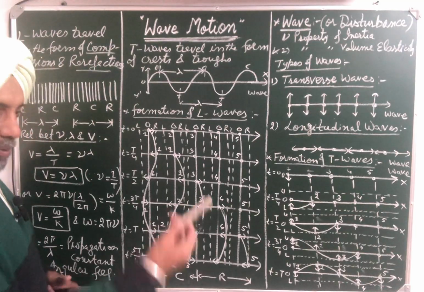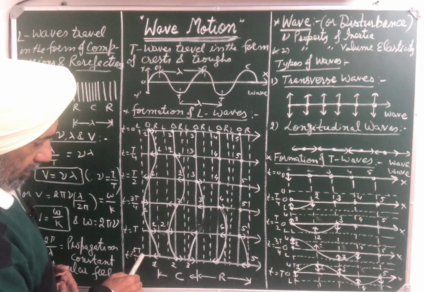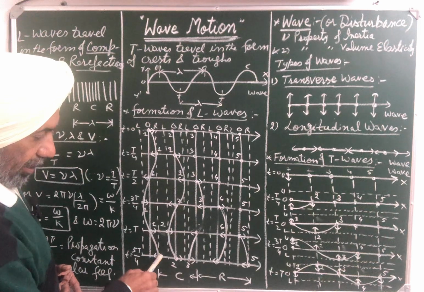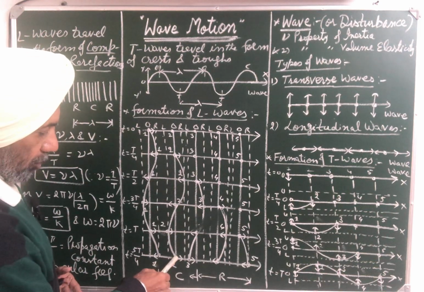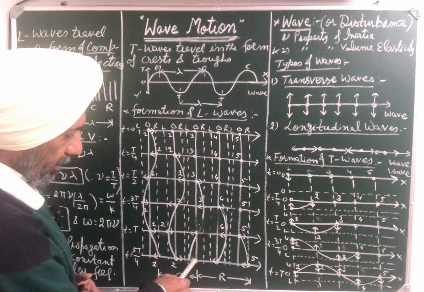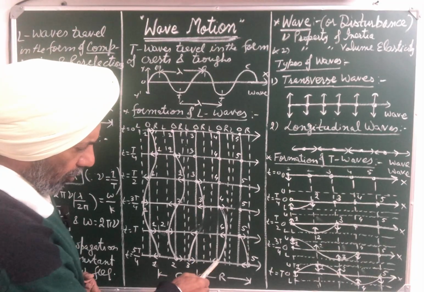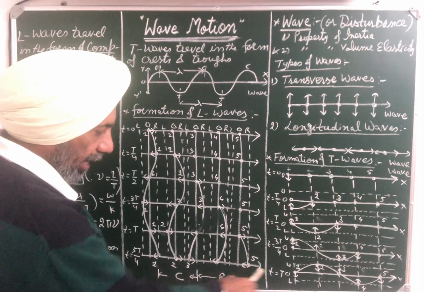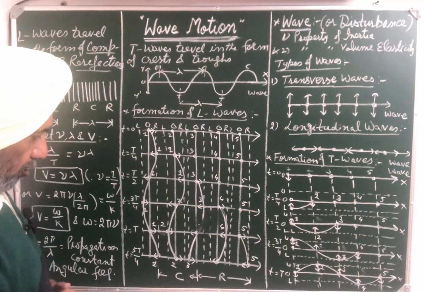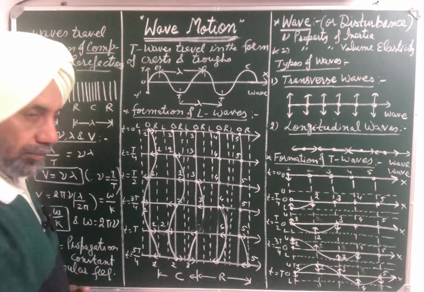At t equal to 5T/4, what happens? Particle 1 reaches the right extreme again. Particle 2 reaches the mean position, completes 1 vibration. Particle 3 is at the left extreme. Particle 4 at the mean position. Particle 5 at the right extreme. So all the 5 particles have been disturbed.